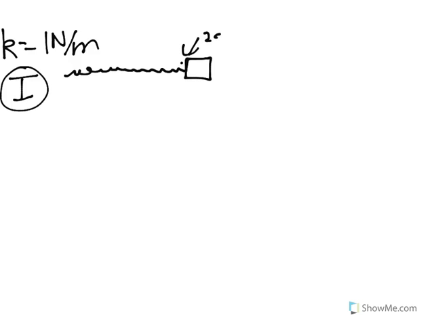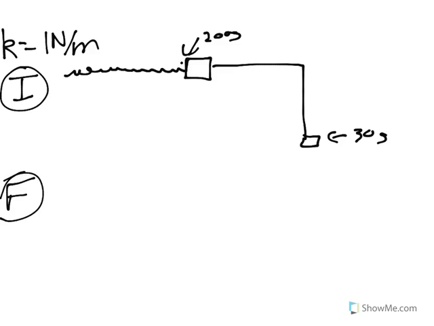So what happens in the first initial scenario, so I'm going to draw initial. Here we go, this spring is here, all the way there. Then it's got a little block that's 200 grams. And then there's a string connected to it that's hanging down, and we got a 30 gram thing there. Then in the final scenario, we have the same spring.